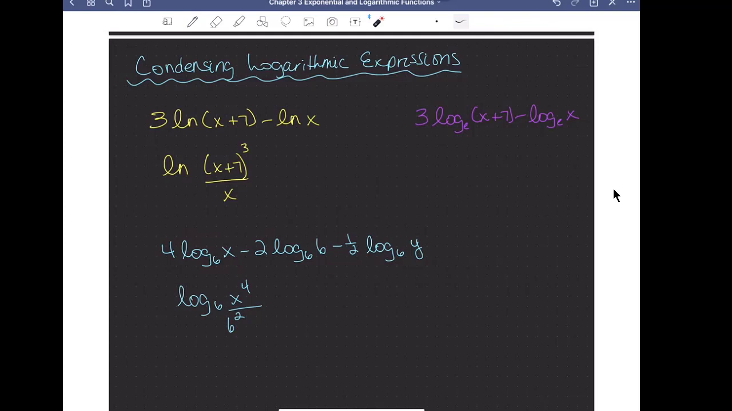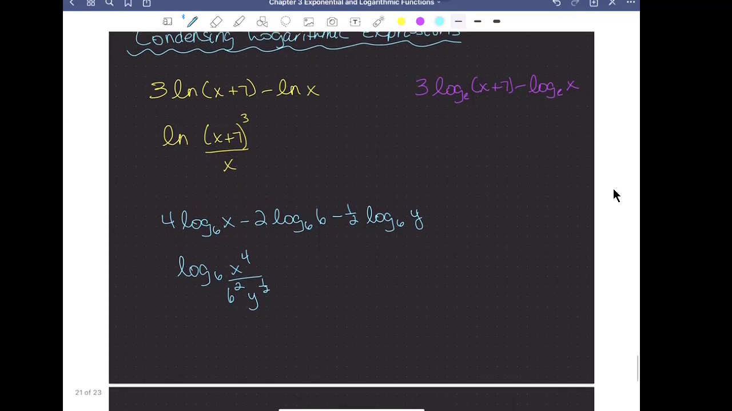And then on the last one we have that minus, so we know it's division, so it's going to be in the denominator. And then I have my 1/2, I know that's going to become my exponent. So I can either write that as y to the 1/2, or if I already know that's going to be the square root, I could simplify it. So then we can just simplify this a little bit farther.